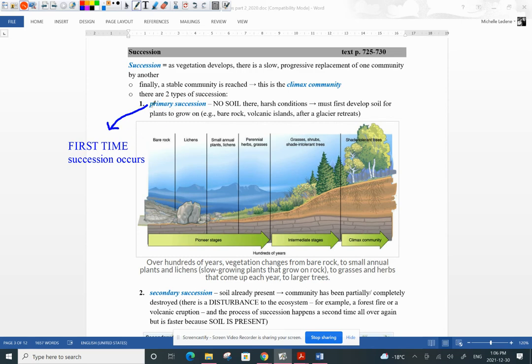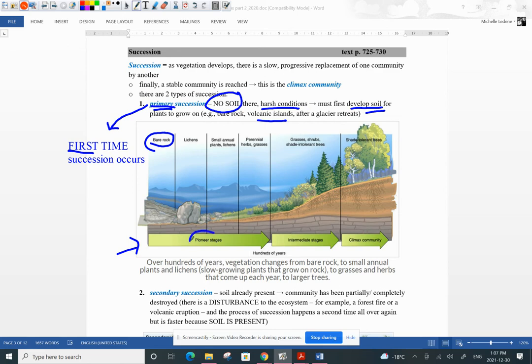The first one, primary succession, primary, because it's the first time that succession occurs. One characteristic feature of it is that there is no soil present. So a lot of times there's really harsh conditions. So you look at this example in the diagram here, and we're talking bare rock. And so we're talking that you first got to develop soil in order for plants to grow. Because with bare rock or a volcanic island or after a glacier retreats, there's nothing for it to live on until you get soil developed.